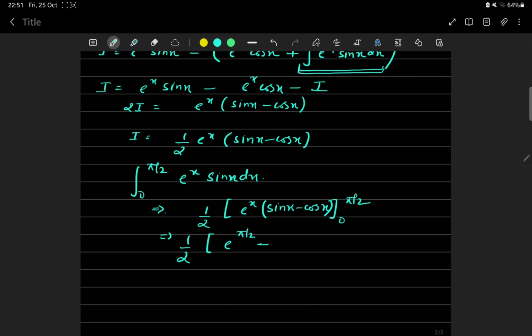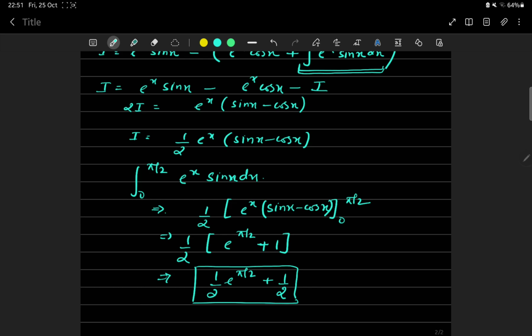So e to the power 0 will be 1, and sin 0 will be 0, and this minus cos 0 will be minus 1. So here already a minus sign is there, so it will become plus 1. So it will come out to be e to the power pi by 2 plus 1. Okay, so now we'll multiply 1 by 2 inside, so 1 by 2 e to the power pi by 2 plus 1 by 2. So that is the complete solution of this question.